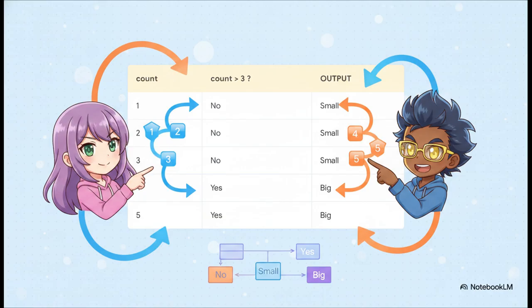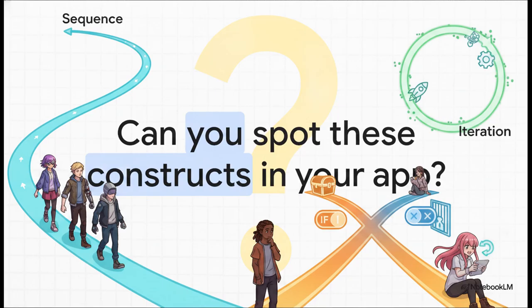Absolutely no guessing required. So there you have it: sequence, selection, and iteration. You now understand the 3 ultimate building blocks that literally power everything in the digital world. I have a challenge for you today. Open up your favorite app and try to spot where the developers used a strict sequence, a branch selection, or a repeating iteration. I guarantee they're everywhere once you start looking.